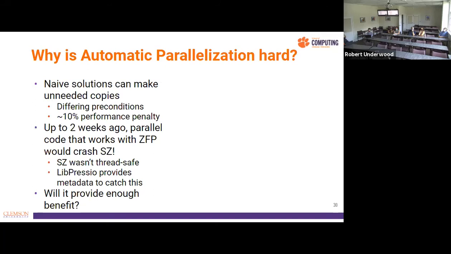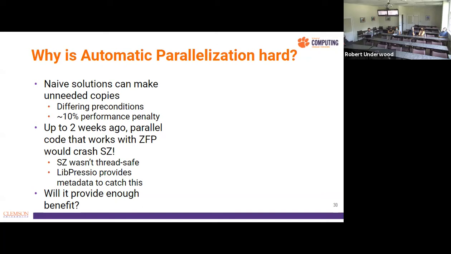So why is this difficult? One, naive solutions can make unneeded copies, which can result in a 10% performance penalty, depending on what size buffer you're looking at compressing. And up until 2 weeks ago, suppose that you wrote this code and it worked beautifully with ZFP, it would have crashed with SZ. The reason for this is that up until 2 weeks ago, SZ wasn't thread safe. But because LibPressio provides enough information to the developer writing the plugin, they can determine whether or not the library is thread safe and make sure that there are certain protections.